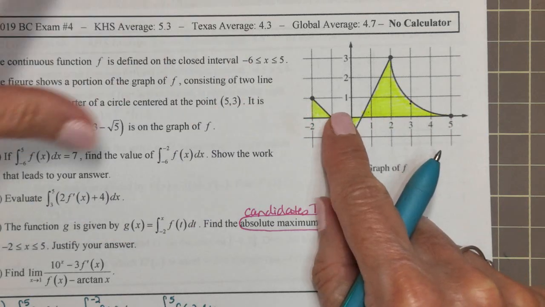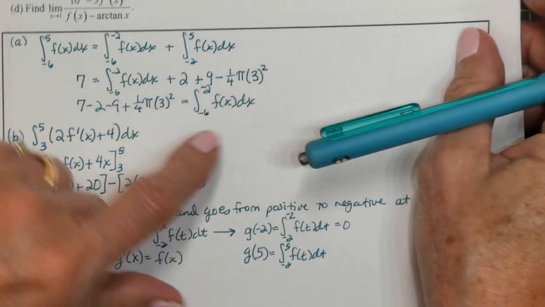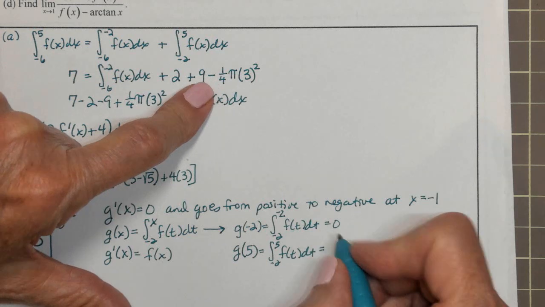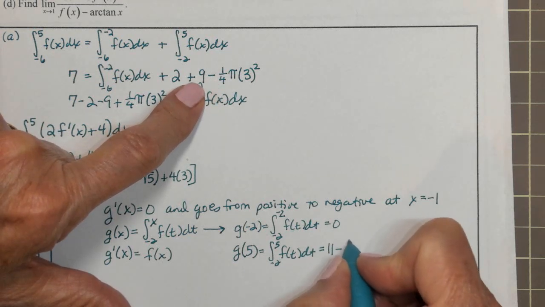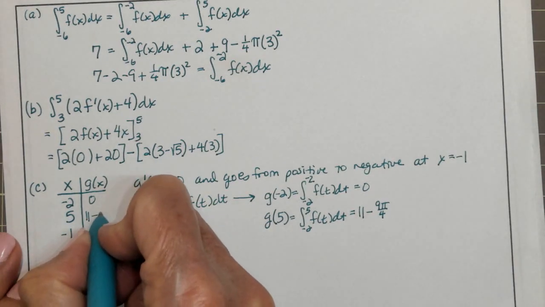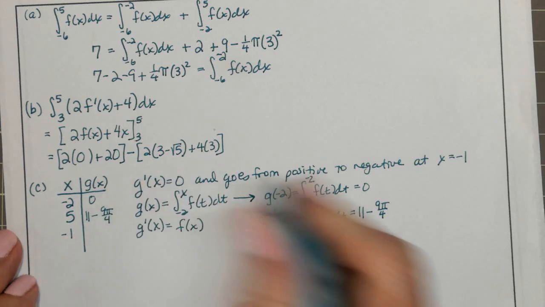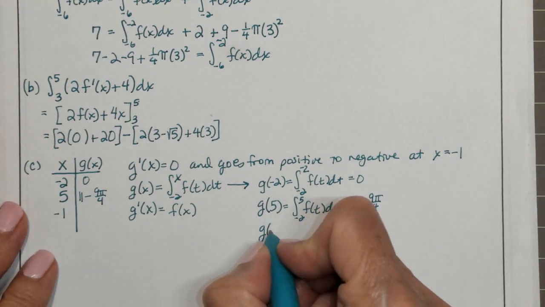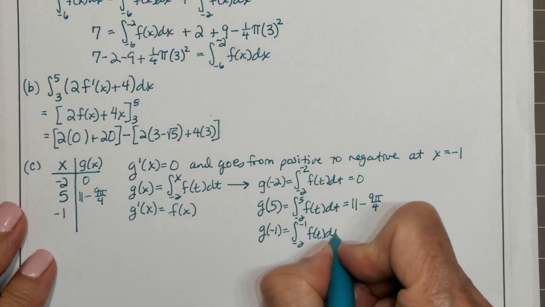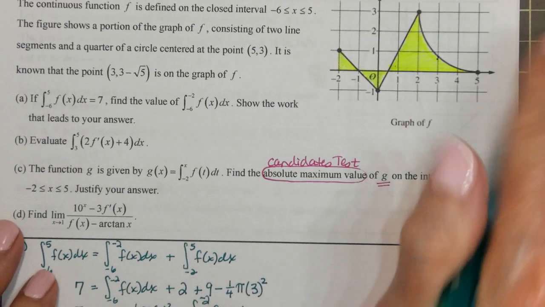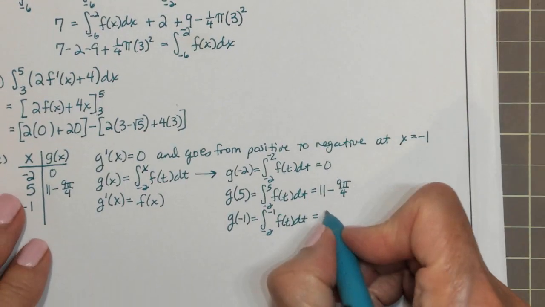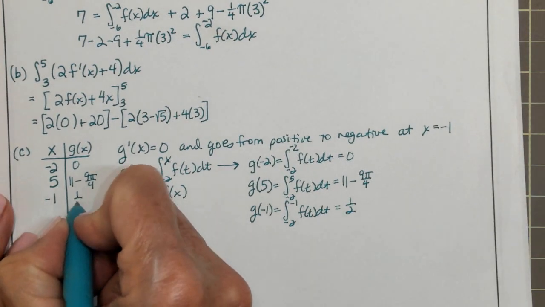That's what we found up here in part A. That was our yellow area, right? So it is this area right here. So it's that value right there. So that is 11 minus 9 pi over 4. And lastly, g of negative 1. From negative 2 to negative 1, that's that little area of positive 1/2. This is a positive 1/2, like that.